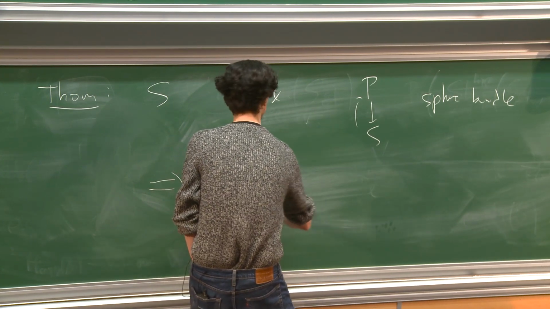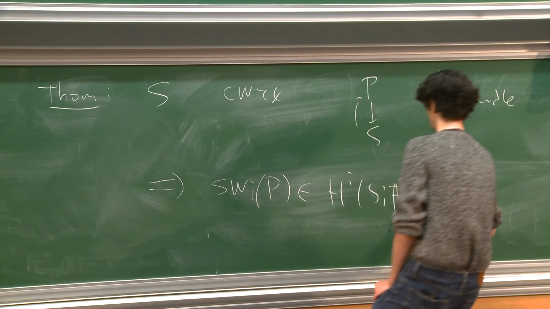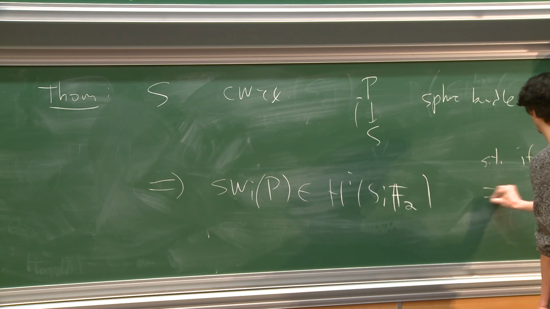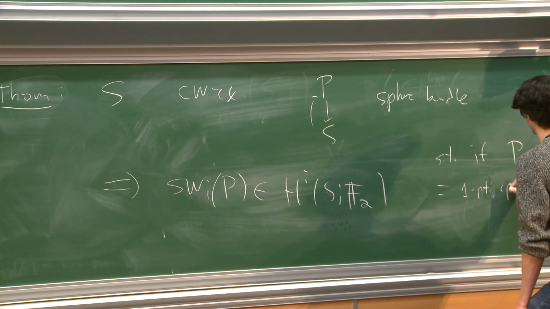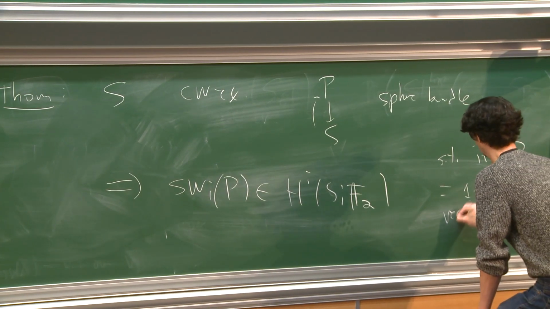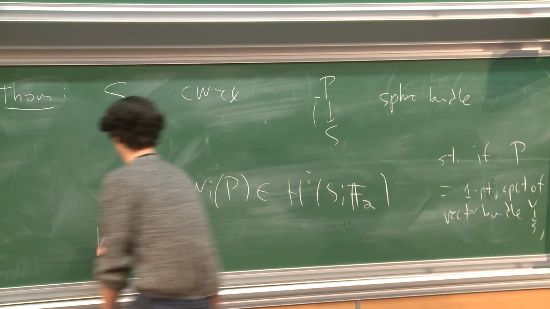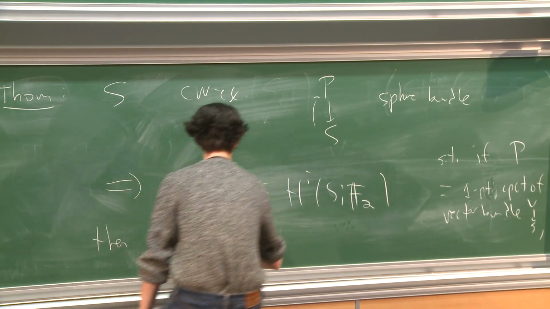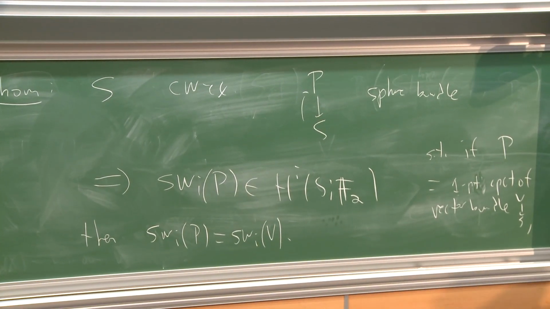Which live in the mod 2 cohomology of the base. And they have the property that if P is the fiber-wise one-point compactification of a vector bundle V over S, then this Stiefel-Whitney class of P is the same thing as the usual Stiefel-Whitney classes of this real vector bundle V.